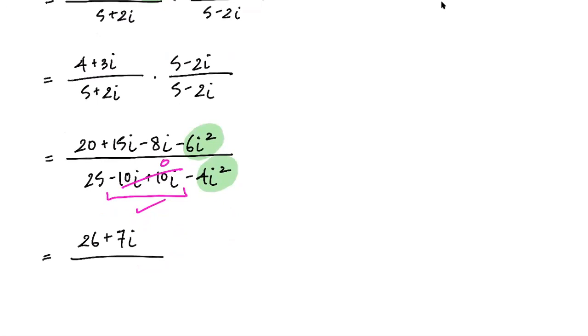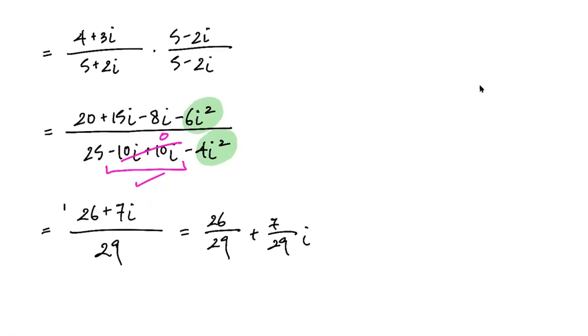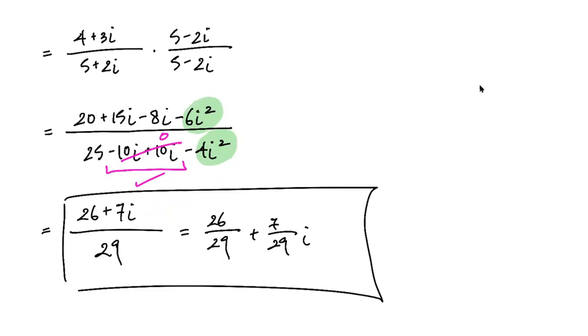And then what's the denominator going to be? Is it going to be 21 or is it going to be 29? Yeah, good. It's going to be 29 because it's 25 minus -4, which gives us 29. And on a test or quiz, this is absolutely fine for me. If you want to break it down for WebAssign, 26 over 29 plus 7 over 29i. Okay.